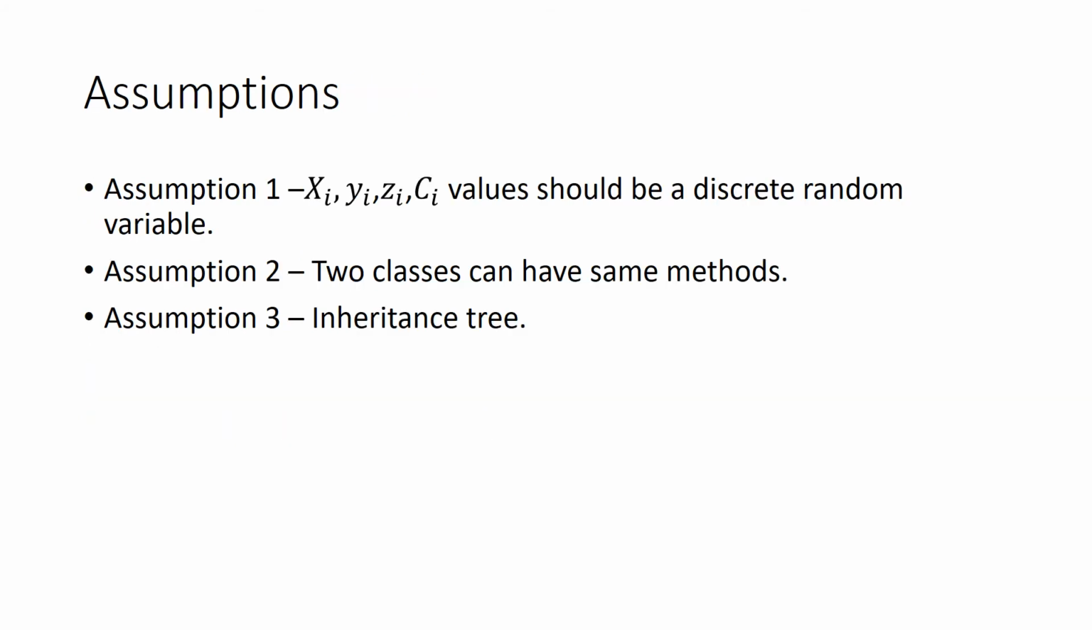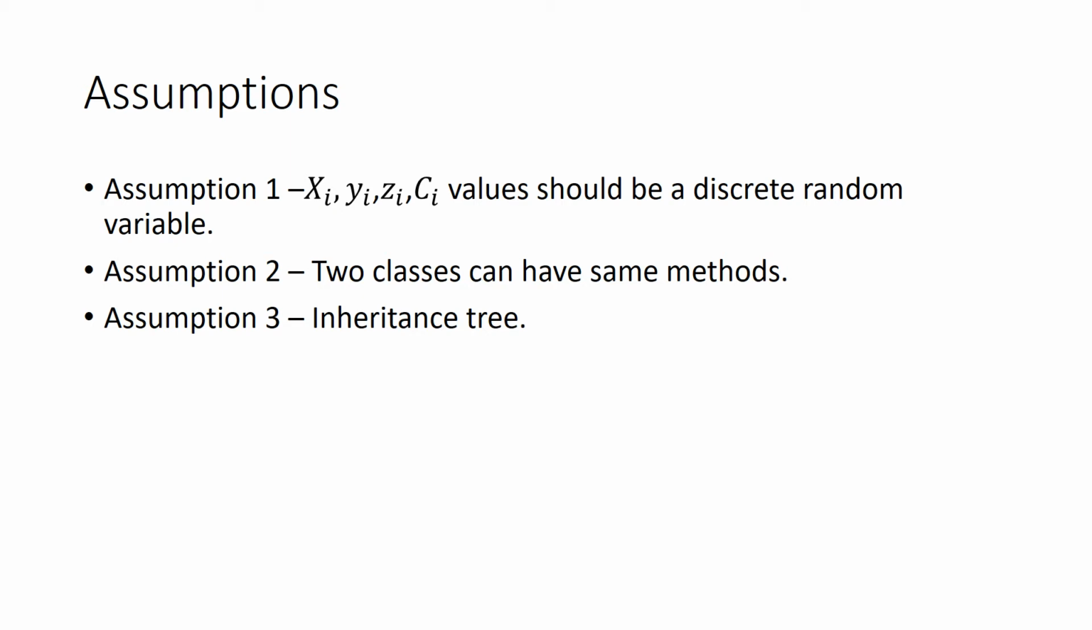We've made assumptions for the distribution of methods and variables when we talk about each metric property. Assumption 1 is about the values of the elements xi, yi, zi, and ci. These values should be random variables, and they are all independent and identically distributed, which means the number of methods, variables, and couplings are unique to each system.